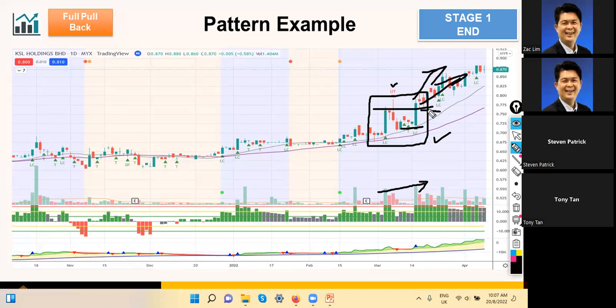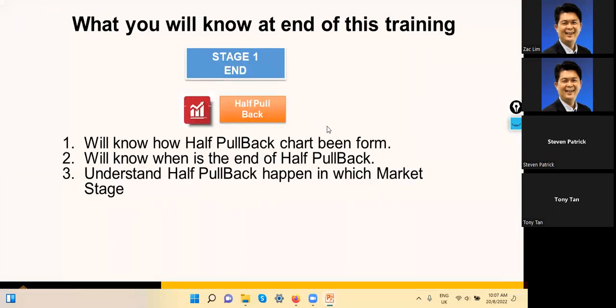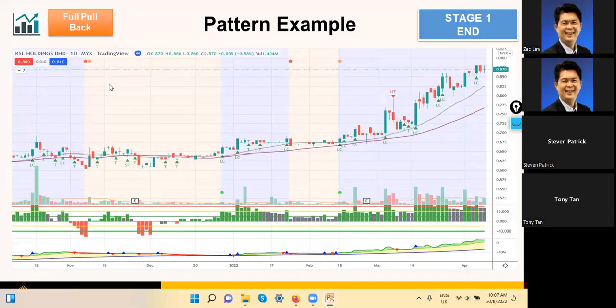Usually when you are jumping in here to go up, your target of about 8% is easily on hand. So this is one of the samples, make sure you pay attention to this end setup. This one is roughly about a full pullback.